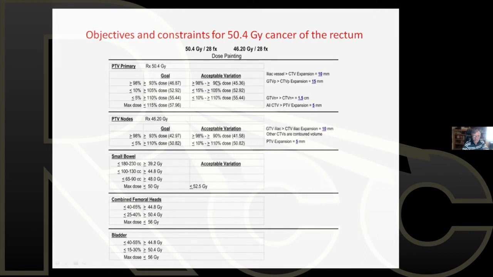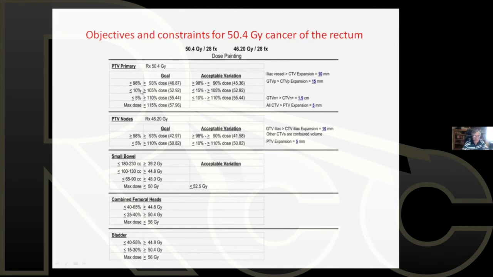And then we have an acceptable variation. We'll accept 98% getting only 90% of the dose as a variation. That's not the primary goal. This would be more of a secondary goal. If you can't meet this one, you certainly have to meet this one.